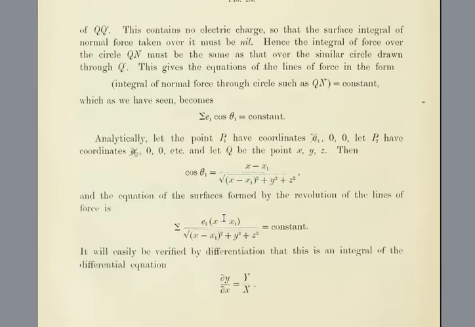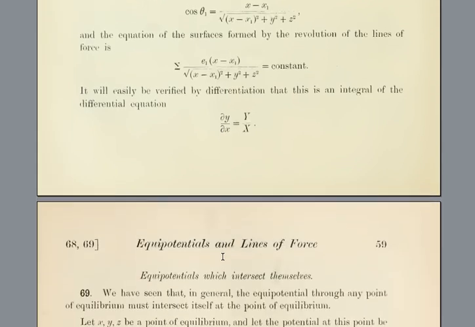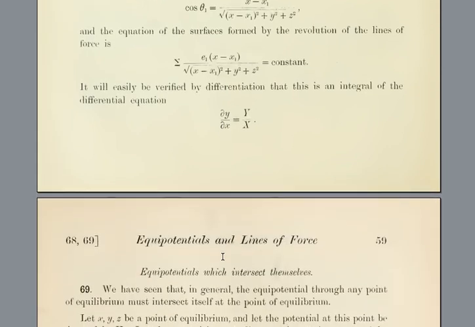The equation of the surfaces formed by the revolution of the lines of force is then given by summation of charge times the difference x minus x sub I divided by the square root of the sum of the squares of x minus x sub I, y, and z equals a constant. It will easily be verified by differentiation that this is an integral of the differential equation for the electric field lines.